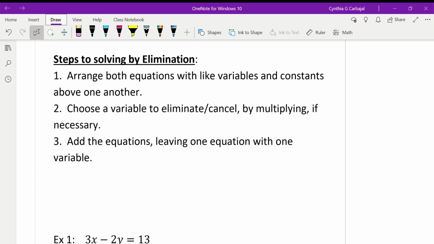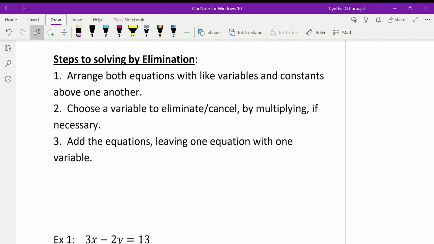Alright, try 4. Today we're going to be learning about the elimination method in solving systems of equations. We've already solved systems by graphing. We've solved systems by substitution. Today we're going to be doing systems by elimination.